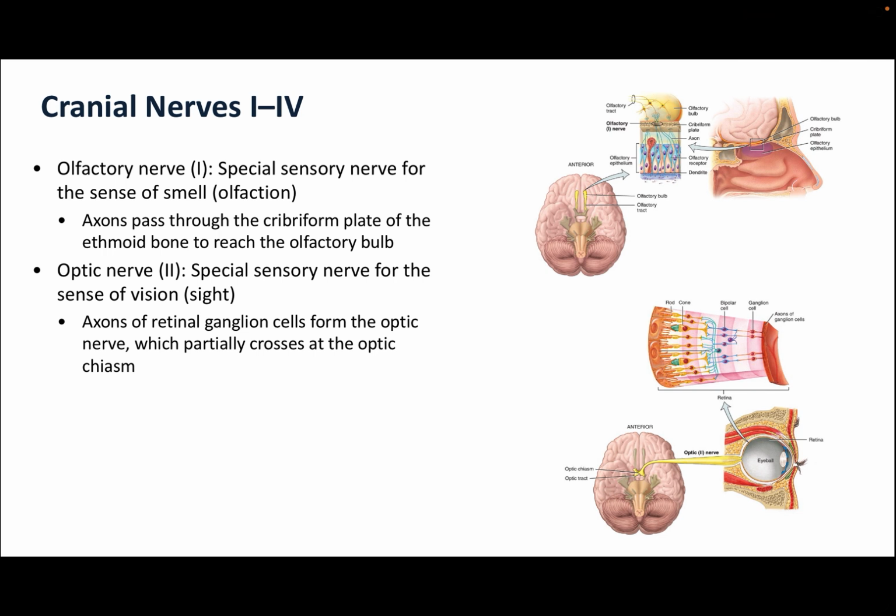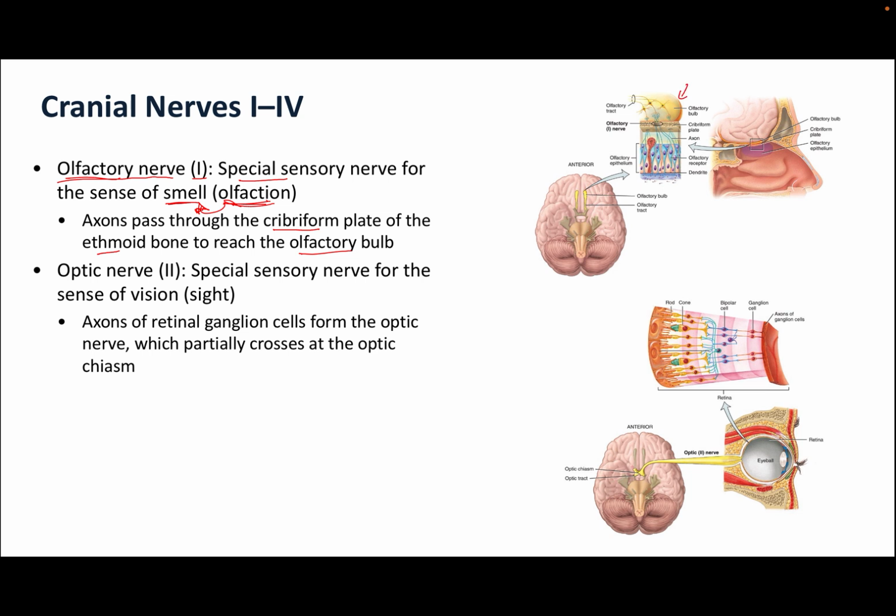All right, so starting with some cranial nerves, we're going to start with cranial nerve 1 and 2. Cranial nerve 1 is going to be the olfactory nerve. These are associated with the special sensory nerves, obviously for our sense of smell, because olfaction means our sense of smell. So our olfactory nerve is involved with olfaction. That makes sense. Now, the axons are going to pass through the cribriform plate of the ethmoid bone and reach the olfactory bulb, where they're going to synapse.